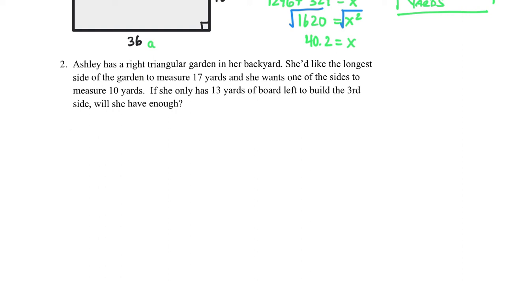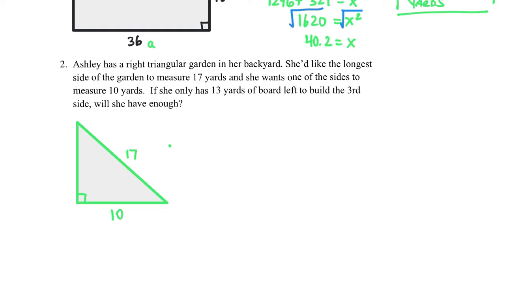Ashley has a right triangular garden. Okay, so a right triangular garden means we're going to start by drawing a right triangle. She'd like the longest side of the garden to measure 17 yards. Well, we know that the longest side of the garden is the hypotenuse. This is a right triangle. She wants one of the sides to measure 10 yards. If she only has 13 yards of board left to build the third side, will she have enough?